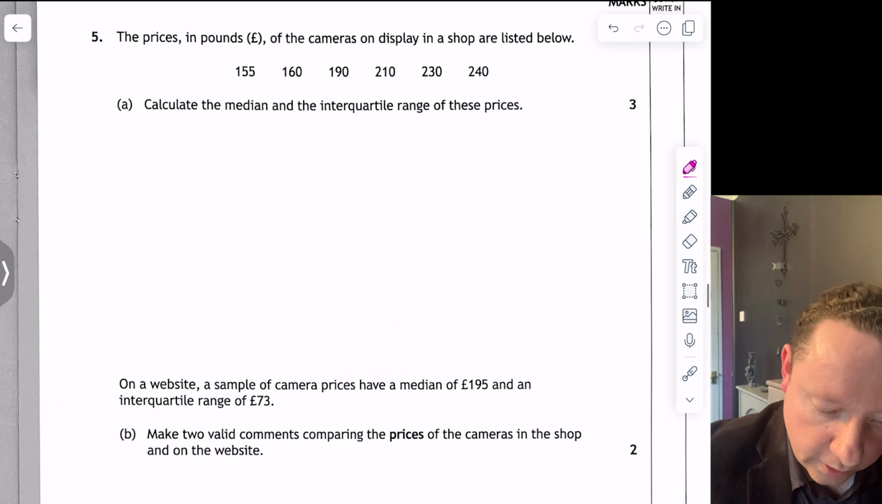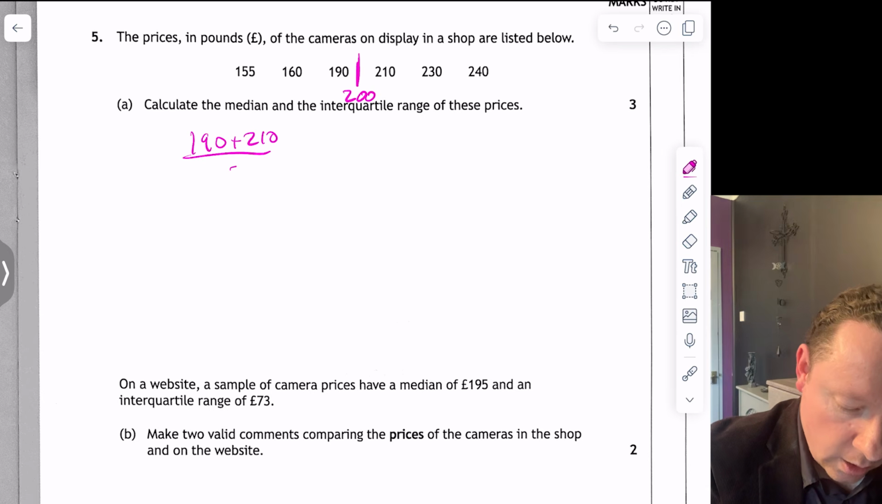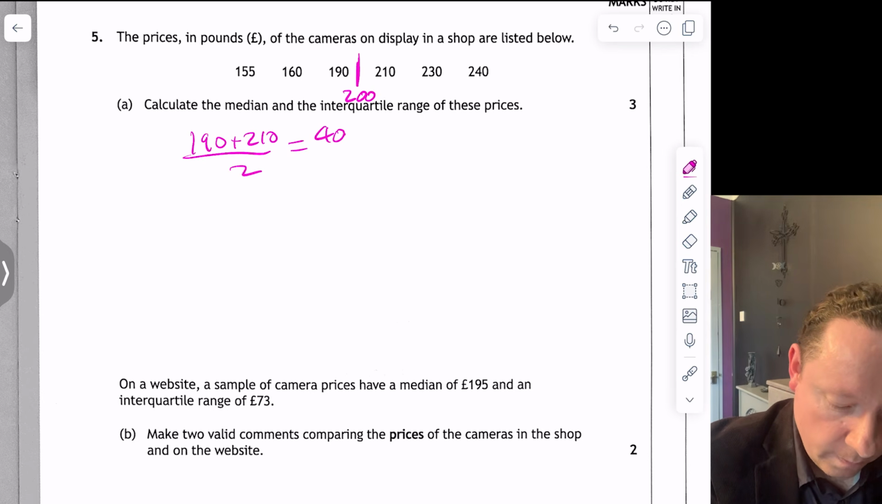So I've got 1, 2, 3, 1, 2, 3. The middle is between 190 and 210. Now I can see easy that's 200. If you can't, you can just add them up and divide by 2. So 210, 310, 400 divided by 2 is 200, like I just got.